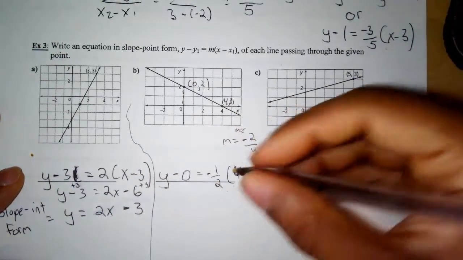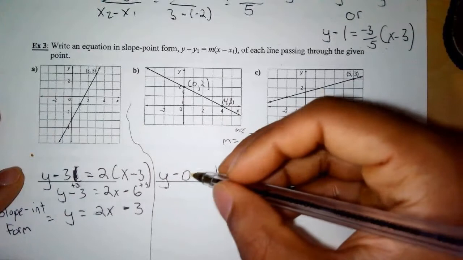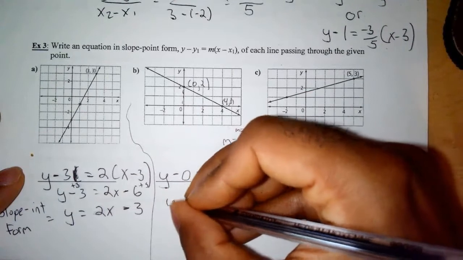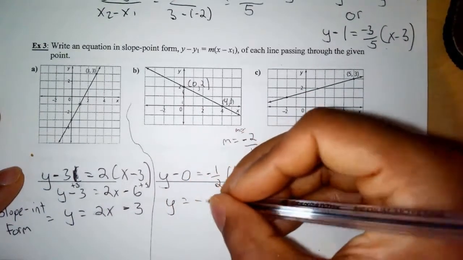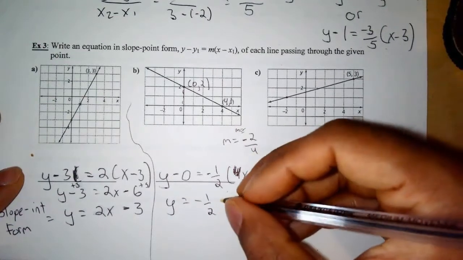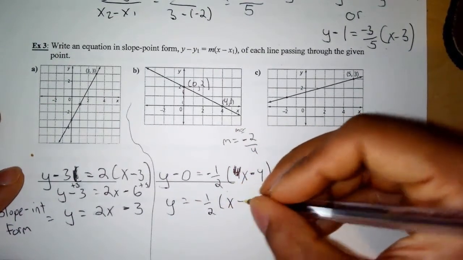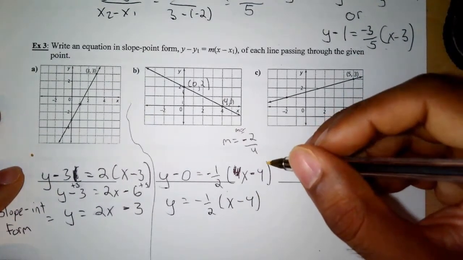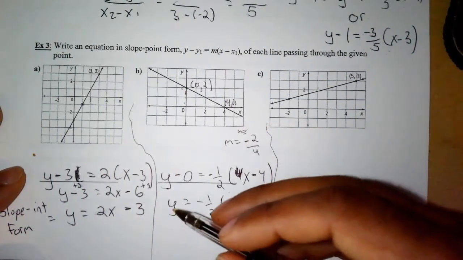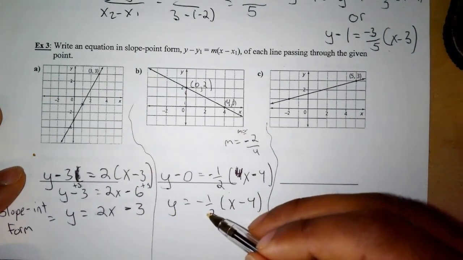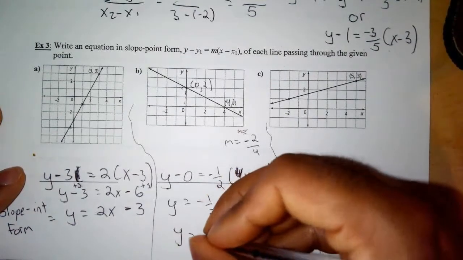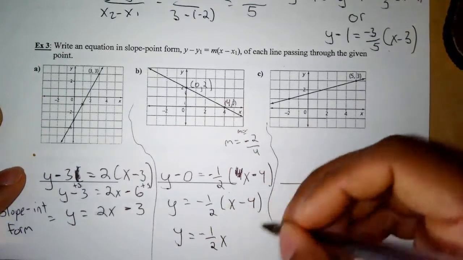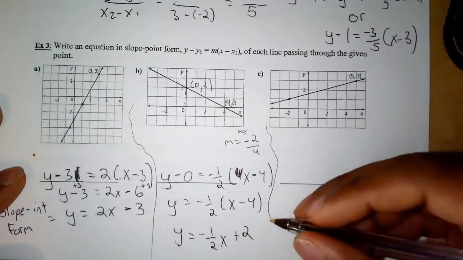Yeah. And you don't really have to write the negative 0. You could move that out as well. So this would still be considered point slope form. And if you wanted to go the other way to convert it, you can simply multiply this in, and that would be negative half x plus 2 for slope intercept form.